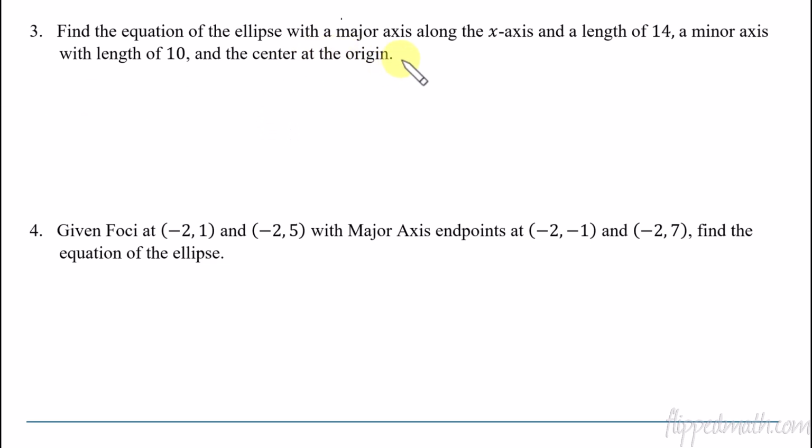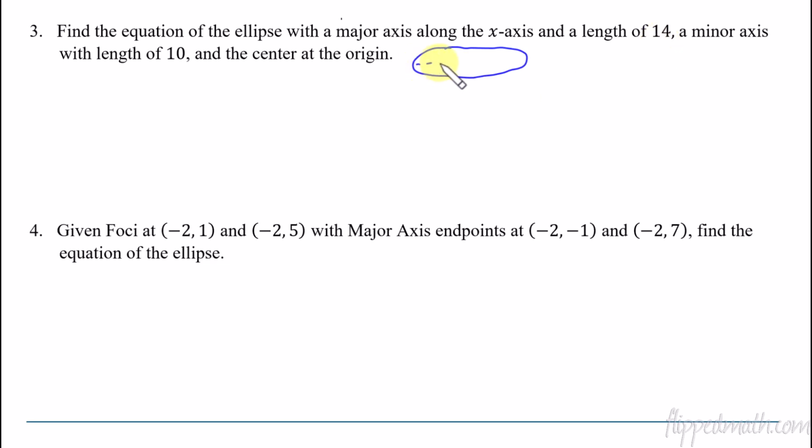So we're going to create an equation of an ellipse that has a major axis along the x-axis. So right away, that tells me that we are a horizontal ellipse, because if the major axis is along the x-axis, it's got to be stretched left to right. The length of it is 14. Okay, so think about that.